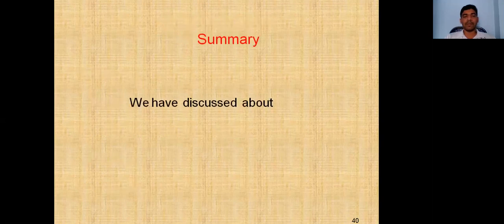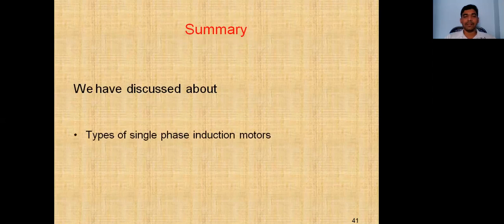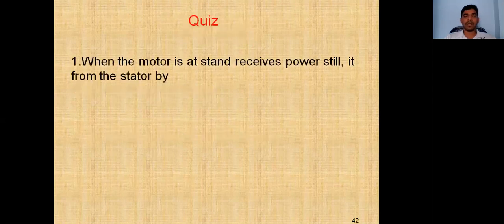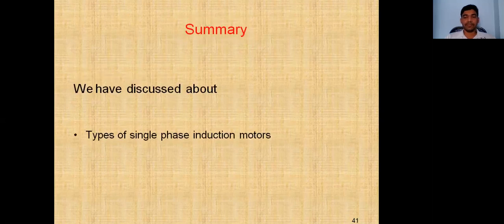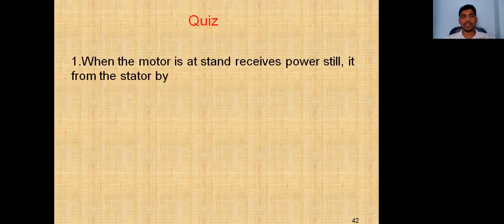Coming to the summary, we have discussed the cross field theory. We have discussed the types of single phase induction motors.